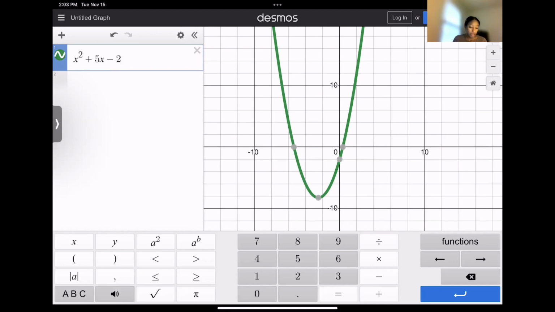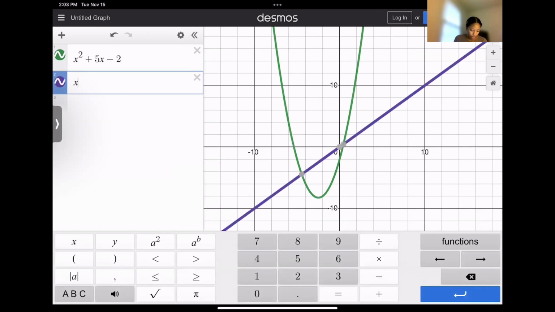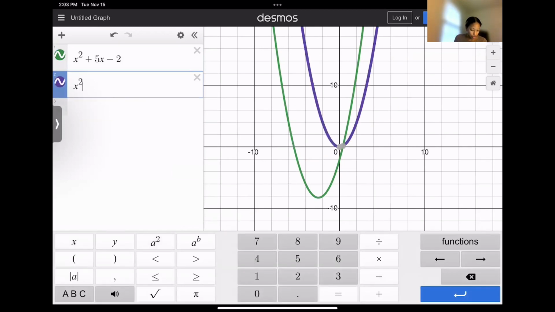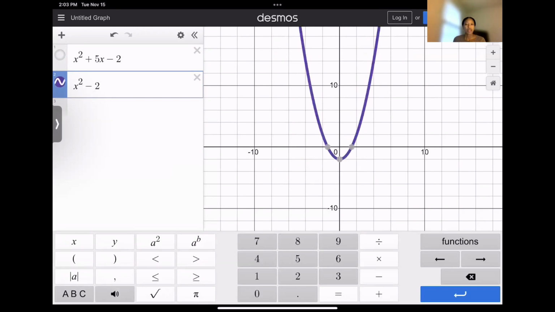Okay. But what if we just got rid of the 5x? If we look at the graph of x squared minus 2, the graph of x squared minus 2 is split in half by the y-axis. That means that the y-axis is the axis of symmetry. And that only happens when b is equal to 0.